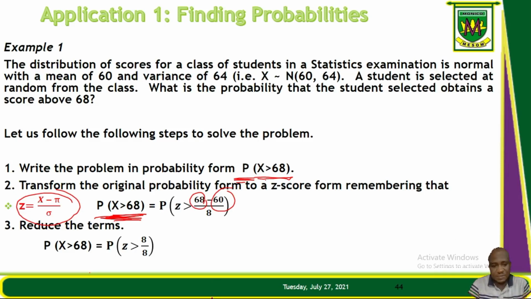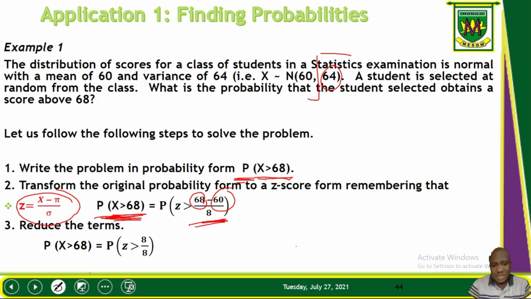So what we have to do is we find the root of the variance given in the question. By finding the root of the variance, you'll be able to come back to the standard deviation. The root of the variance will give us the standard deviation. So the root of 64 will be 8. So after this, now we know the z-score formula.